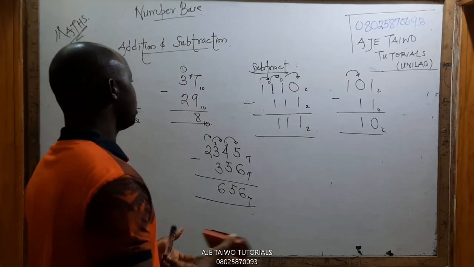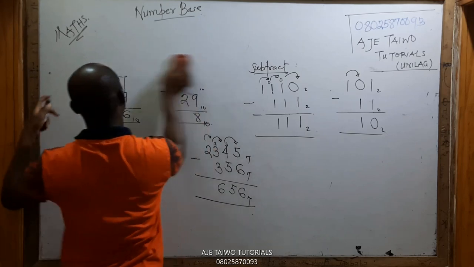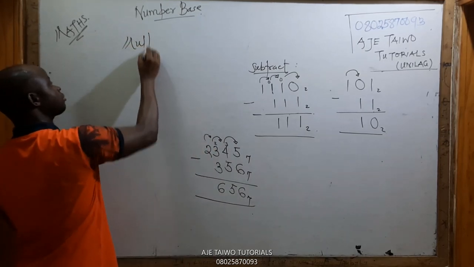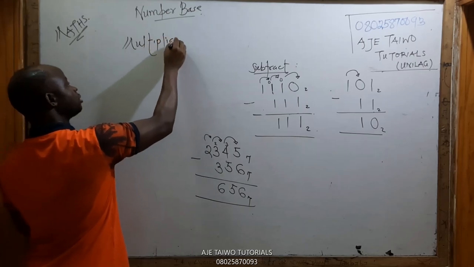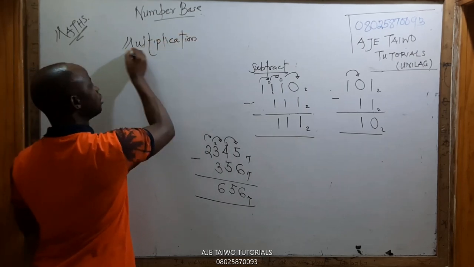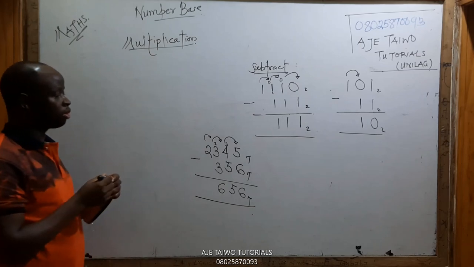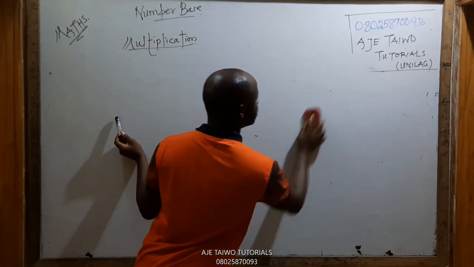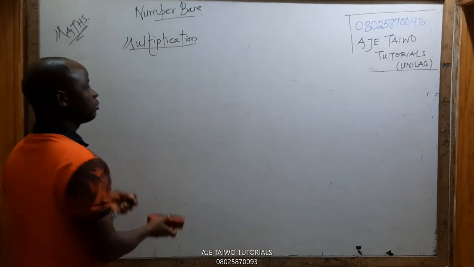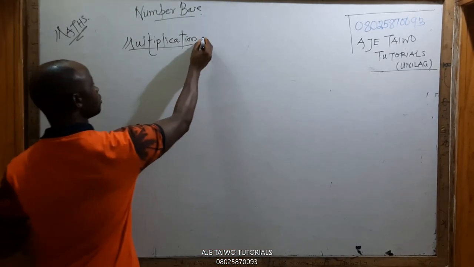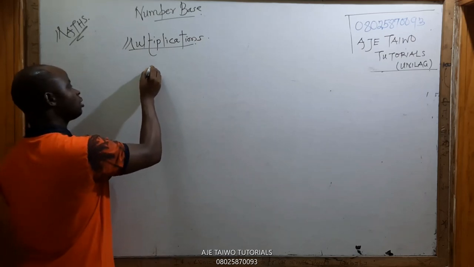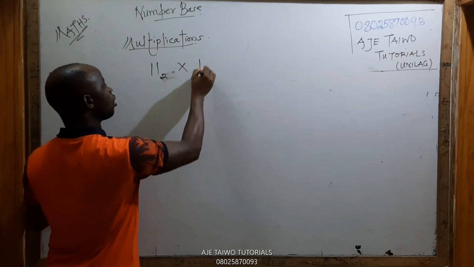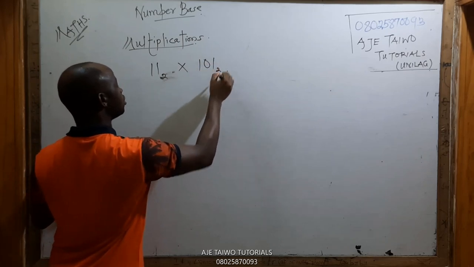You understand it. Let's see multiplication. Write this. That's the last thing we are doing. Multiplication. How do we multiply numbers in different bases? Let's see this one. 101 base 2 times 101 base 2. Let's multiply.